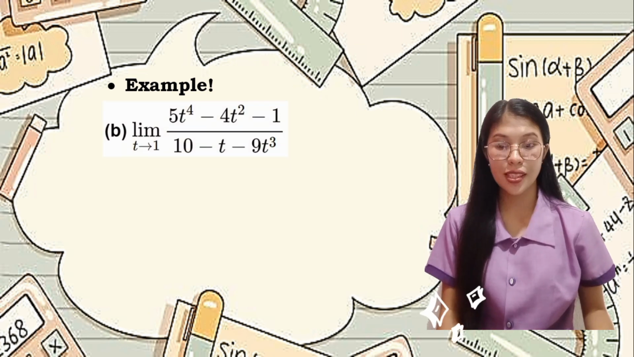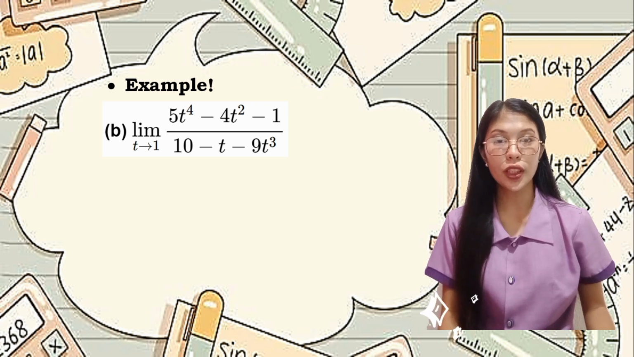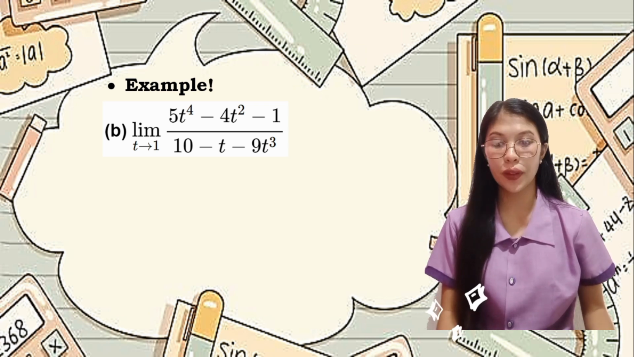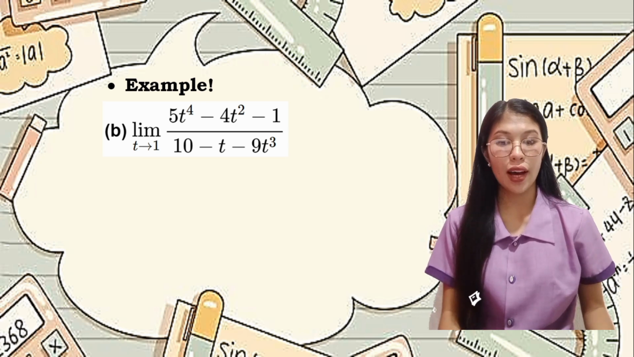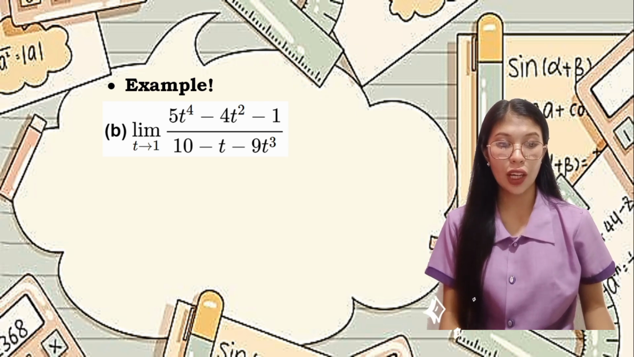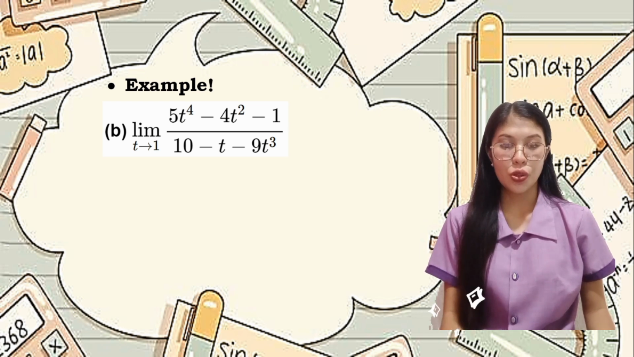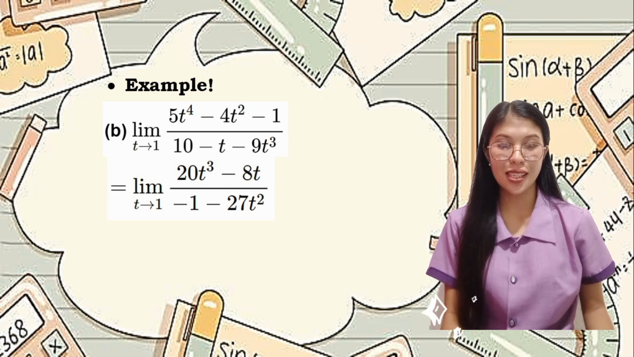So for our second example, we have the limit of 5t to the power of 4 minus 4t squared minus 1 all over 10 minus t minus 9t cubed as t approaches 1. In this case, we also have a 0 over 0 indeterminate form. And if we were really good at factoring, we could factor the numerator and denominator, simplify, and take the limit. However, that's going to be more work than just using L'Hopital's rule. So, we apply L'Hopital's rule in this example.